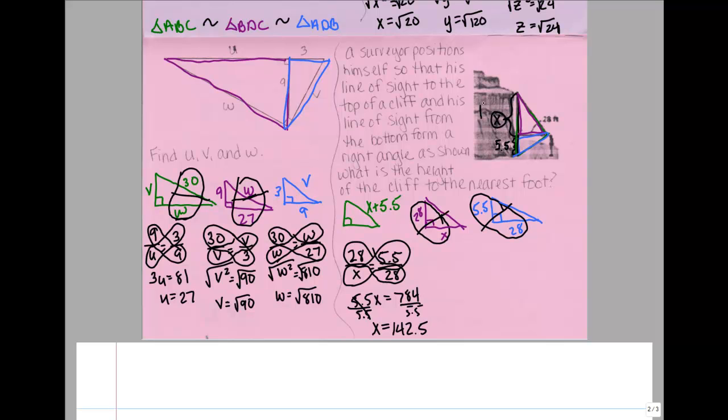It is 142.5. In order to figure out what the entire length is, we need to know what this whole thing is. We need to add these two together. So 142.5 plus 5.5, which is then equal to 148 feet. That's how tall the cliff is. And this concludes the geometric mean part of Unit 9.